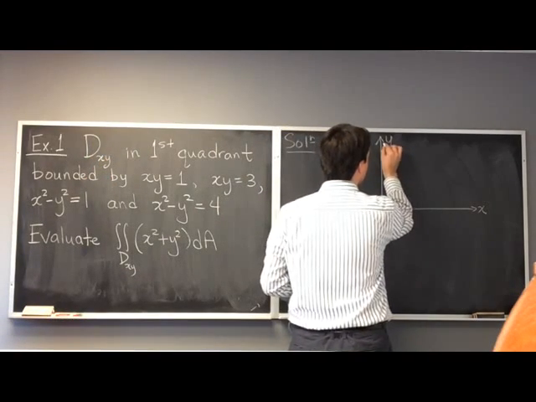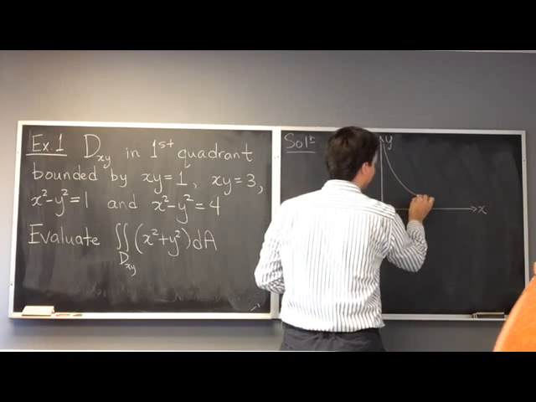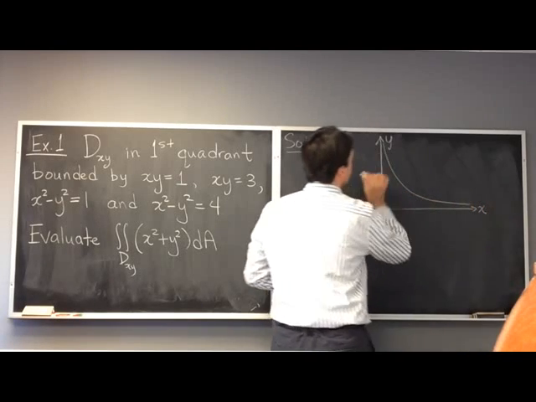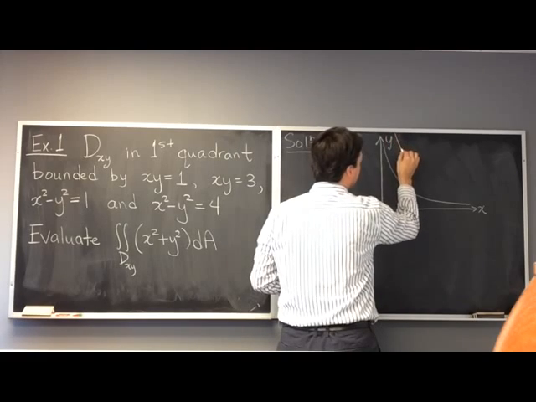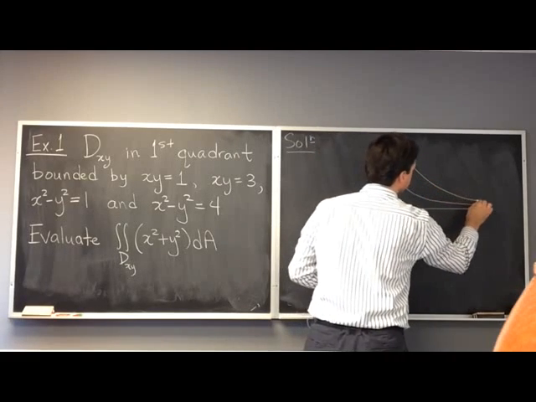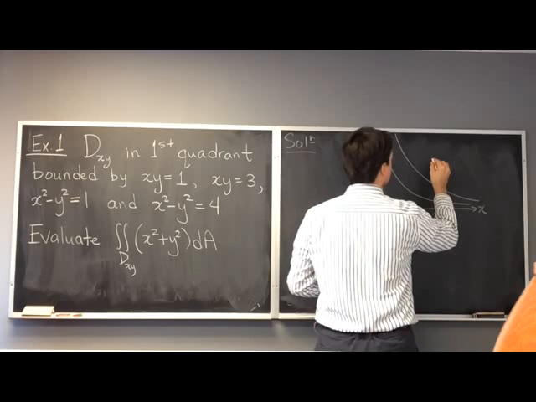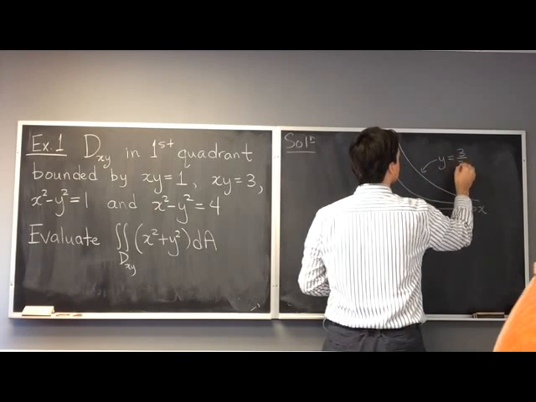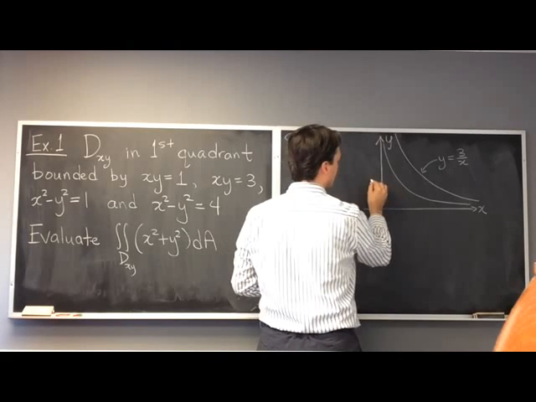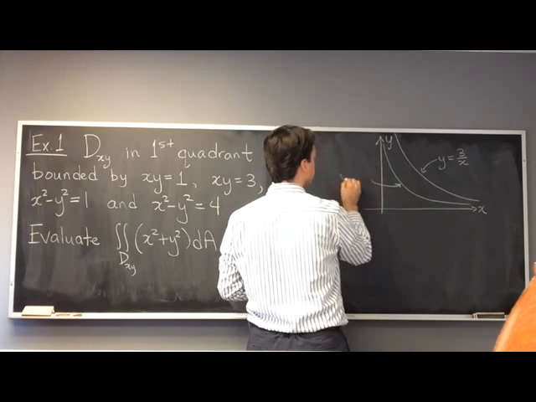So here's our 1 over x, looks something like that. And 3 over x, of course, stretched vertically, something like that. All right, so we'll just label these. So y equals 3 over x, y equals 1 over x.